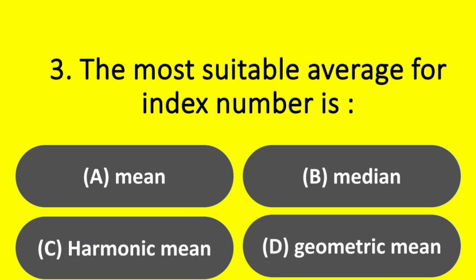The most suitable average for index number is: option A, Mean; option B, Median; option C, Harmonic mean; option D, Geometric mean. Answer: option D, Geometric mean.